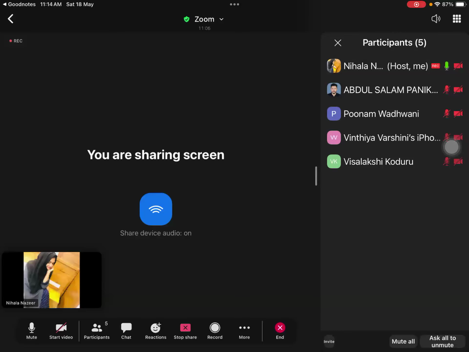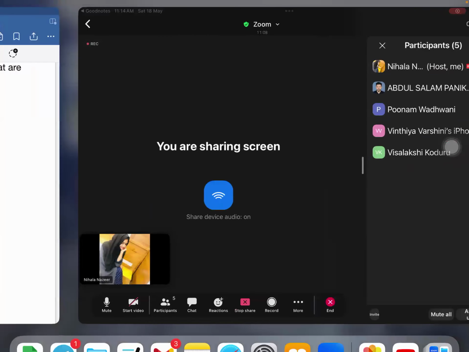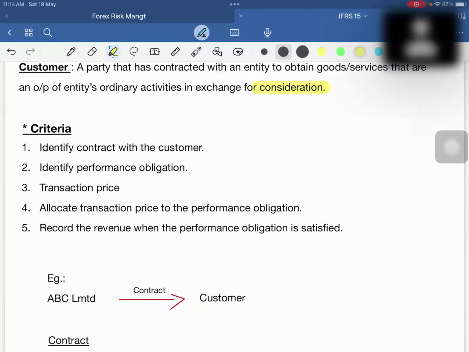So when I say standard, you must understand I'm talking about all the rules and regulations that are there so that we can account for something in the commerce or business field, right? Okay, and this particular thing is going to reflect in the FS. Okay, so what are the criteria related to IFRS 15?